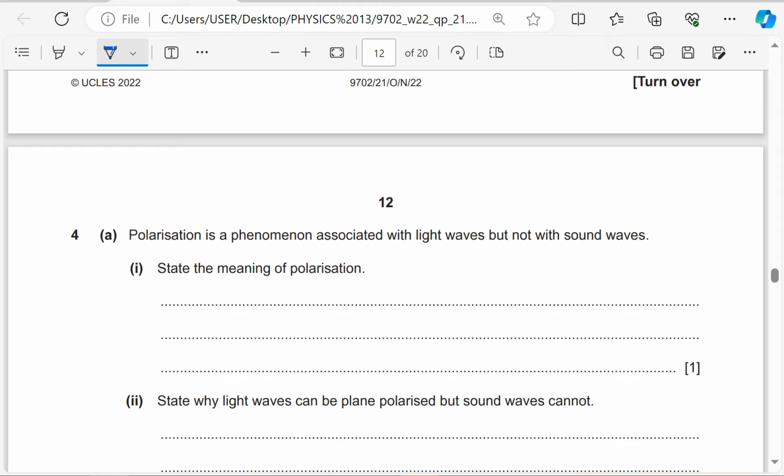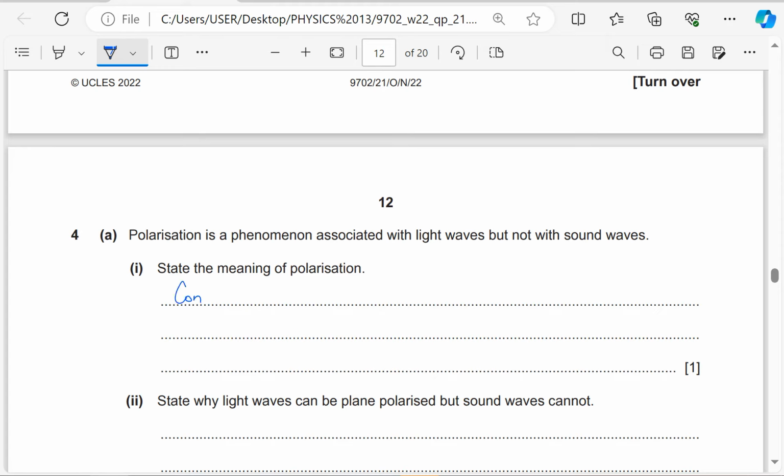Polarization is a phenomenon associated with light waves but not sound waves. State the meaning of polarization. Of course, we know that polarization means confining vibrations of a wave in a single plane, which is normally perpendicular to the direction of propagation of the wave, of energy of the wave.